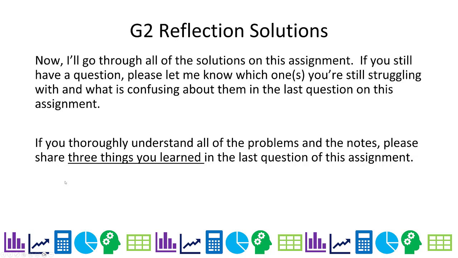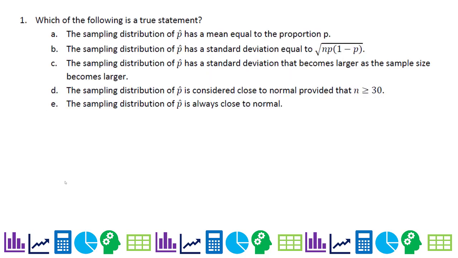So we're going to go over the solutions for the G2 reflection. This lesson focused on sampling distributions for proportion. So that'd be about the first 5 problems. Plus we'll do a little bit on transforming for linearity, normal distributions, and probabilities. So you should have some nice practice of the current and the old information.